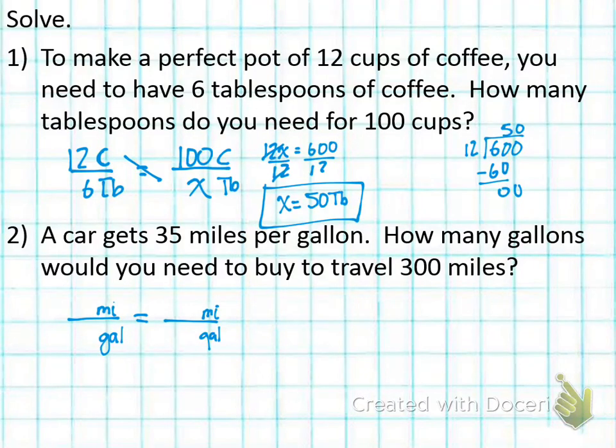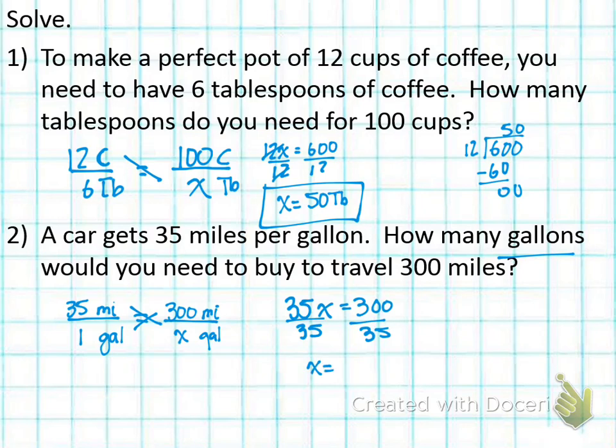So we know that the car gets 35 miles per gallon, so I'm going to put 35 miles per 1 gallon. The question is, how many gallons do I need for 300 miles? We don't know how many gallons. That's the question here. It says how many gallons. That's the key, the word gallons. So that's going to be our variable x. So we cross multiply: 35 times x is 35x. 1 times 300 is 300. We make these equal to each other. Divide both sides by 35.